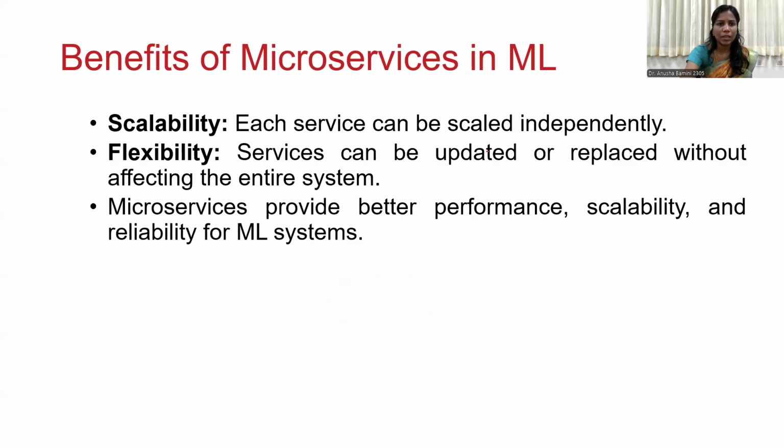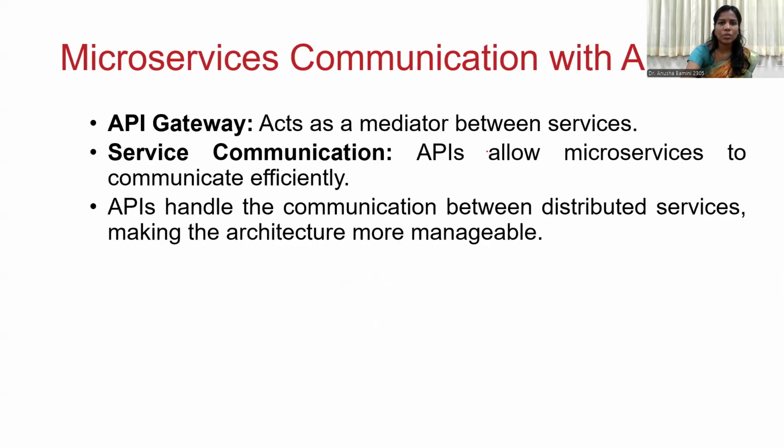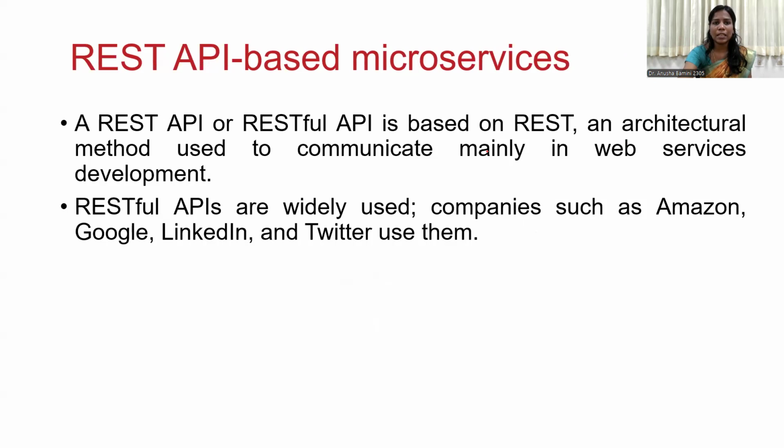So these are the benefits: scalability and flexibility. Now, the microservices communicate with an API. The individual modules communicate to the application programming interface, which gets connected to the cloud. This API gateway acts as an intermediary service, mainly used so that microservices can communicate efficiently between the services.